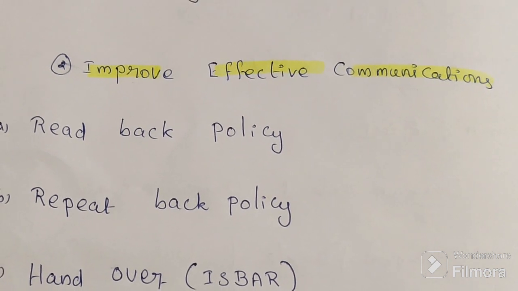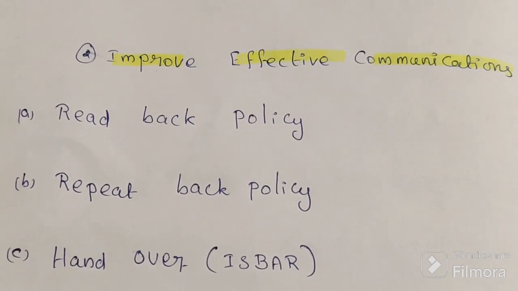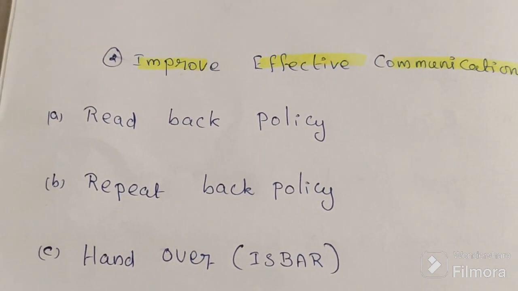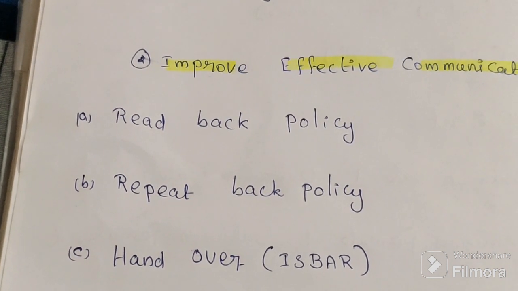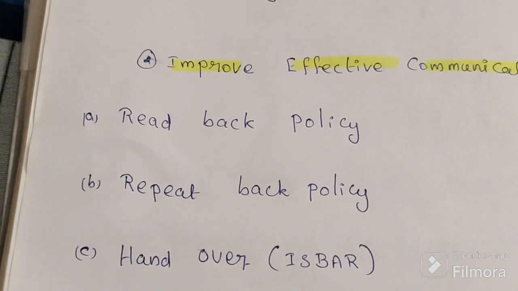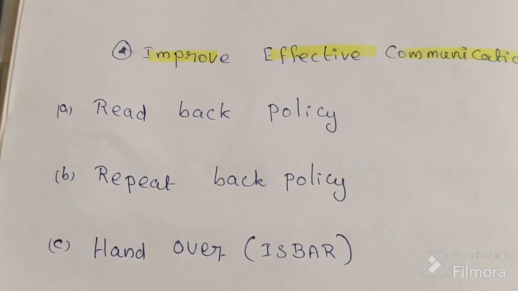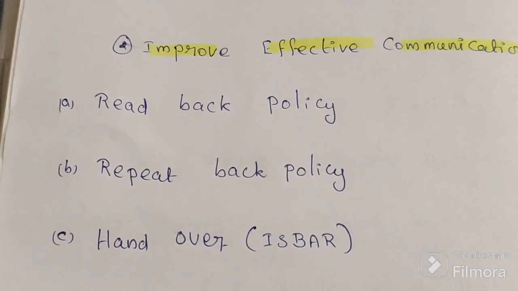The second one is improve effective communication. We need to keep 3 things in our mind. Most of the time we get confused with the read back and repeat back policy. So first one is read back policy, then repeat back policy, then handover.